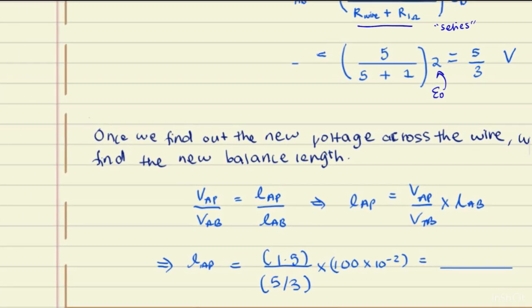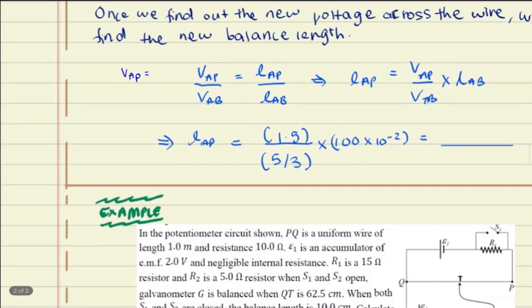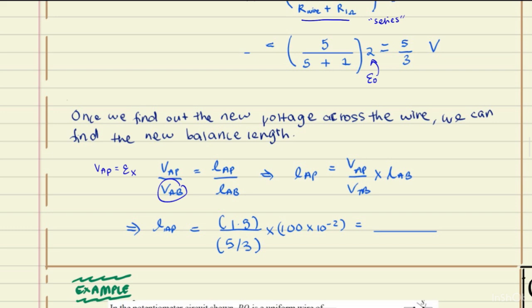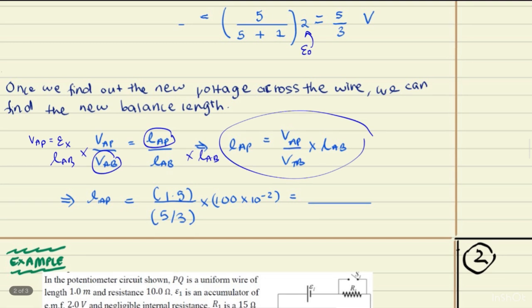Once we find our new voltage across the wire, we can find the new balance length. VAP is still equal to EMF X. Then we just substitute the values, with the VAB we just found. To find the new balance length, we multiply both sides by LAB, and LAP equals this one. Then just put in the values: 1.5 times 3 divided by 5. So it becomes 0.90 m.